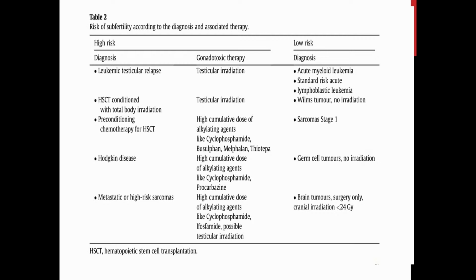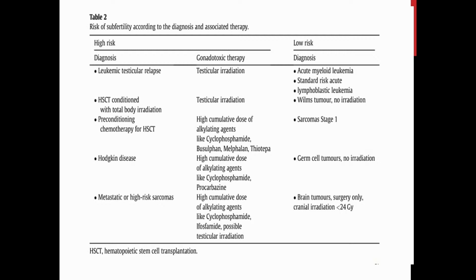So for risk of subfertility, according to diagnosis and the associated therapy, those at high risk of subfertility, diagnosis mainly leukemic testicular relapse, where you have testicular irradiation, hematopoietic stem cell conditioning with total body irradiation, testicular irradiation, preconditioning chemotherapy for hematopoietic stem cell transplantation, Hodgkin's disease and metastatic high-risk sarcoma, where you give high cumulative doses of alkylating agents.